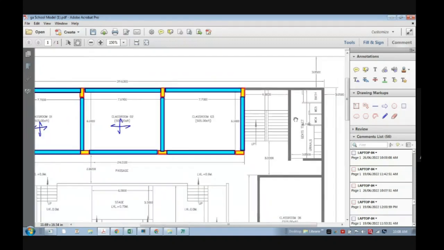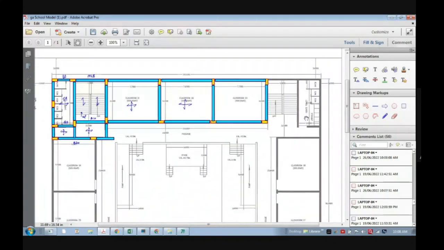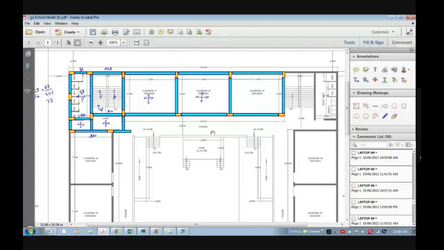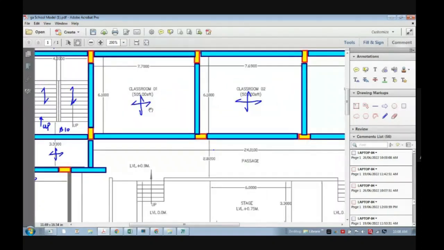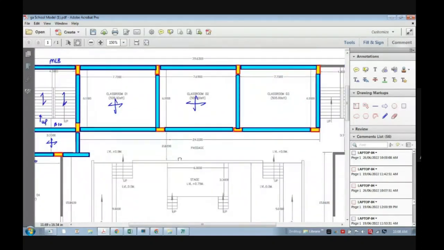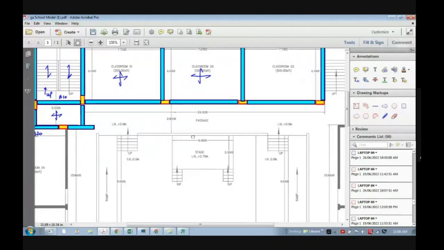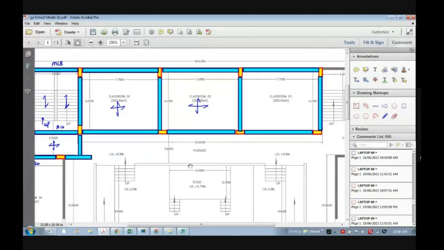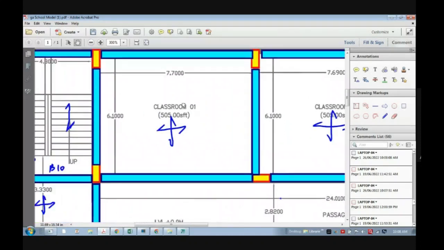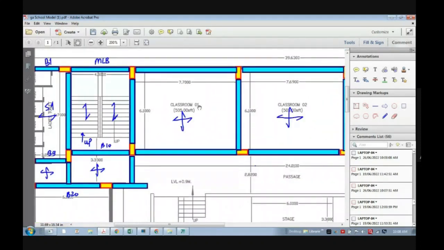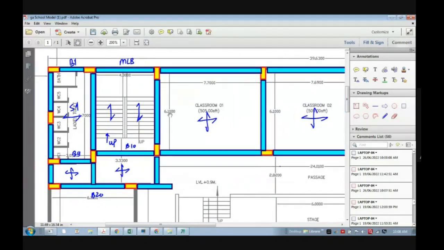So this is the case, and again, this right portion is also the same, a mirror like this. So I will just keep this for the time being. Now let's discuss the classroom part first in the beginning. Now you can see here the span of the classroom. So last time we discussed that this ratio is 7.7 by 6.1, which is less than 2. So it is a 2-way slab.